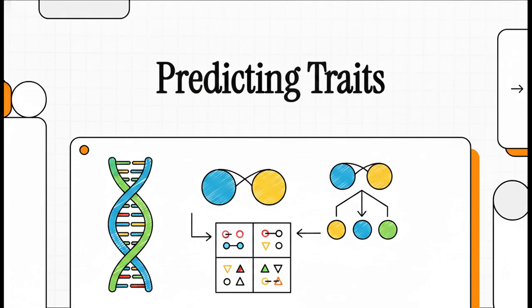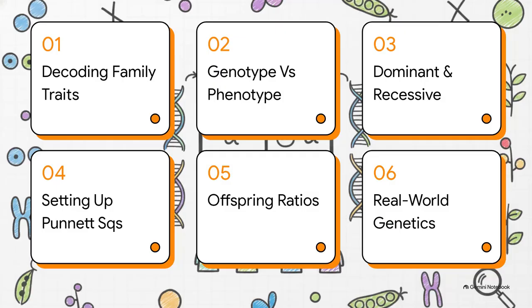Today, we are unlocking the secrets of heredity, and we're going to learn how to actually predict the future, genetically speaking, of course, using this incredibly powerful, really cool tool called the Punnett square. Let's get into it. So, here's our game plan for today. We'll start by decoding your family traits, break down genotype versus phenotype, look at dominant and recessive genes, and then actually set up some Punnett squares to predict offspring ratios and see how this all plays out in the real world.